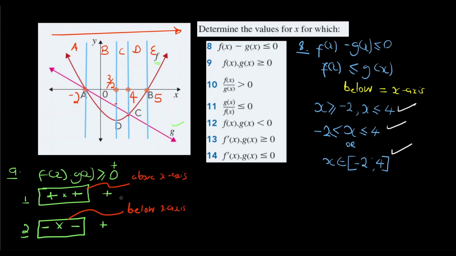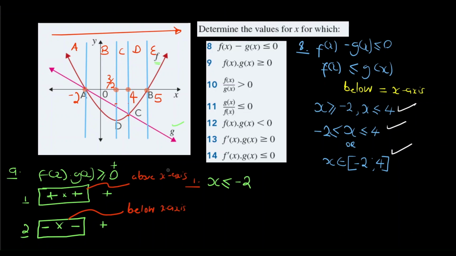So for scenario 1, where are both graphs above the x-axis? Remember, we start from the left to the right. In area A, we can see they're both above. So yes, this is the ideal area. But to represent area A, what do we use? We use -2. So we're going to say x is less than, and remember they're saying equals to, it's less than or equals to -2, right?